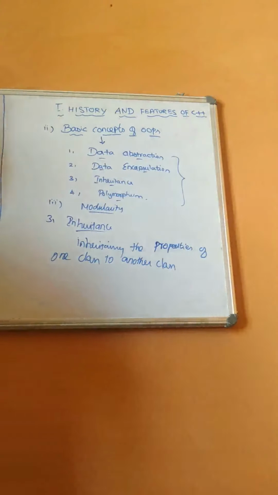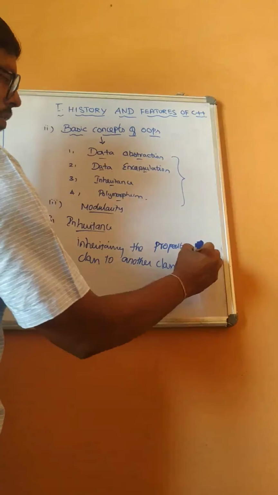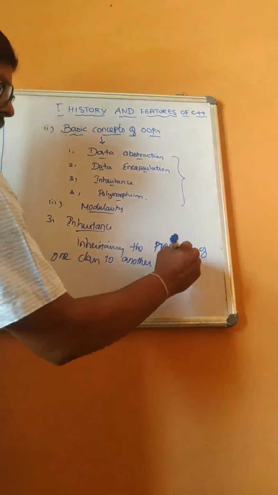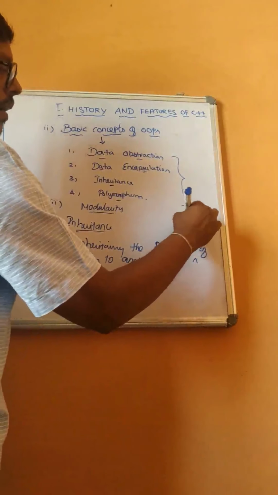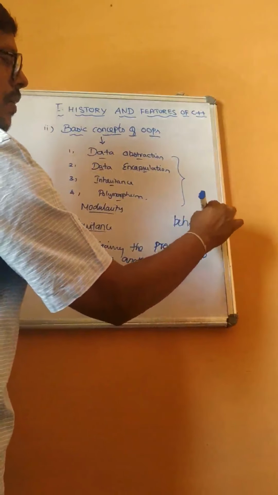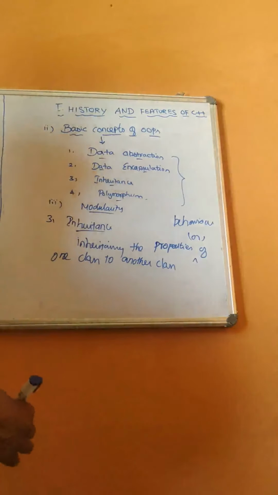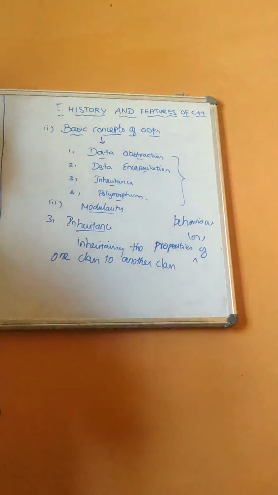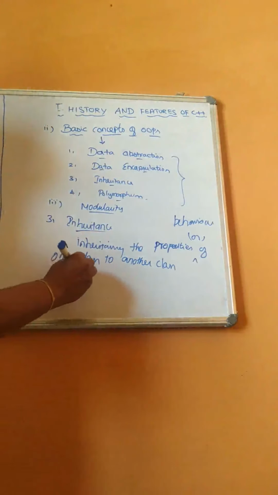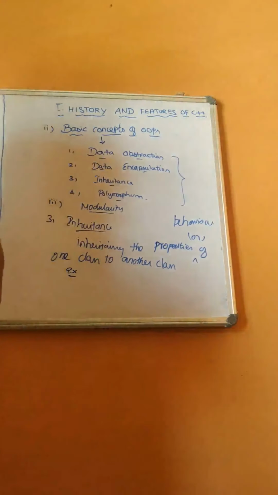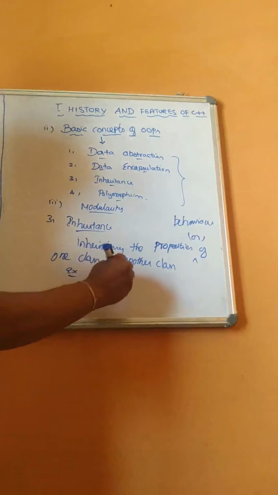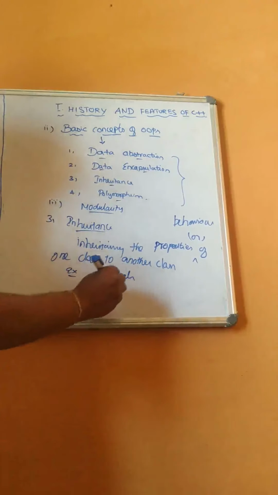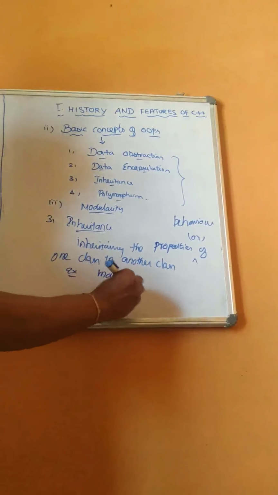So inheriting the properties or behavior of one class to another class. The example which I am going to teach you is, suppose you can see we have mammals. Take an example as mammals. In mammals I can take dog, I can take cat.